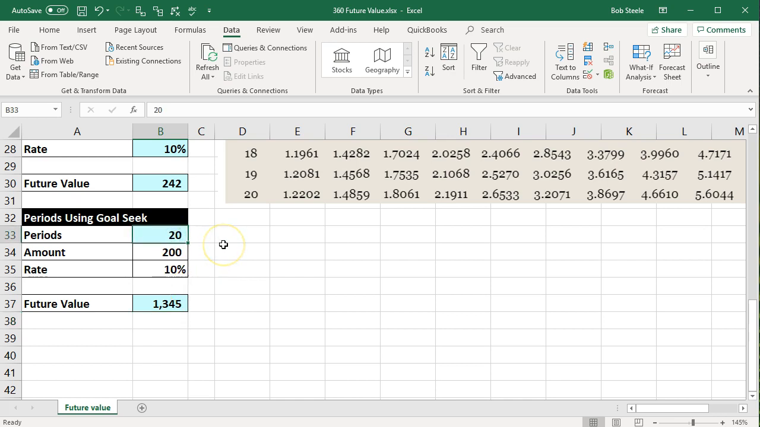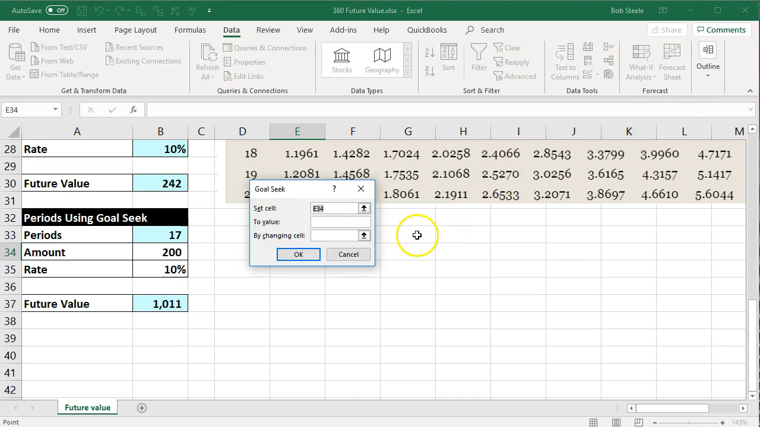And we can say, it's too high. What if I said 18 periods? Better. 17? And now I can basically say, hey, Excel, make that whatever it should be to make the future value right. Now, how do we do that? Goal seek. So we're going to go to the data up top. We're going to go to the forecast, what if analysis, goal seek. And we want to set this cell to be 242 by changing this cell.